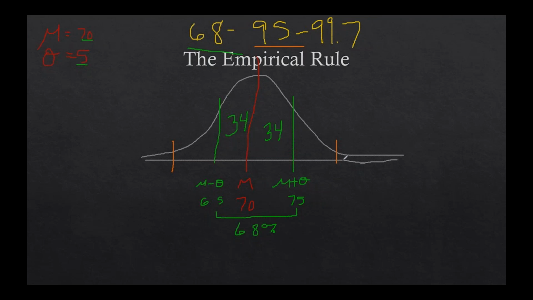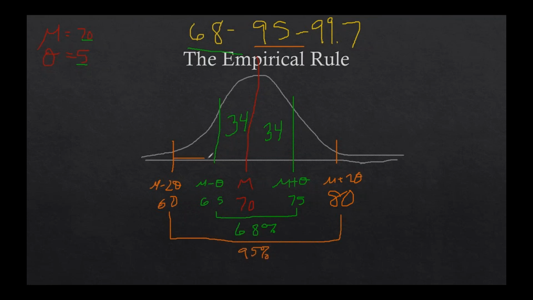Okay, so now into orange. Now we are 2 standard deviations away. So mean plus 2 standard deviations. So again, I'm another standard deviation away. I add 5 again. When I go to the left, I'm subtracting another standard deviation. So that puts me at 60. So now, from orange to orange, that is 95% of our data.